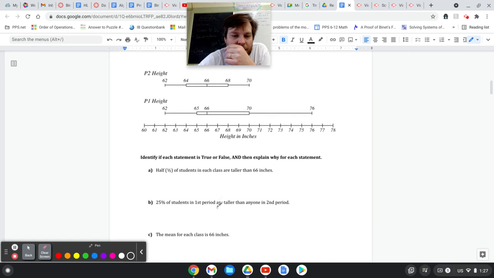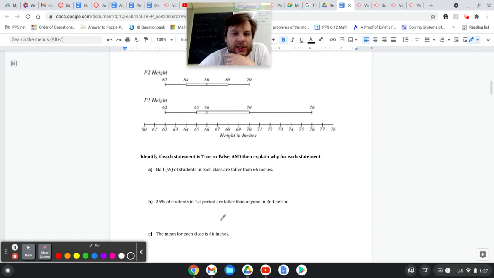Looking down on question C, the mean for each class is 66. No, box plots don't tell you the mean. So you could answer this as false because you don't know the mean from a box plot.